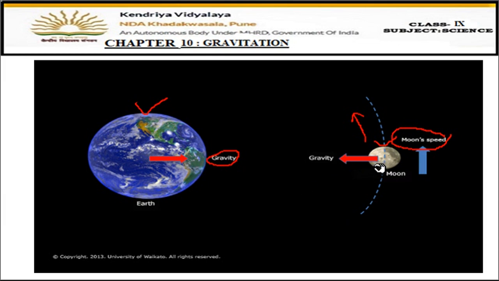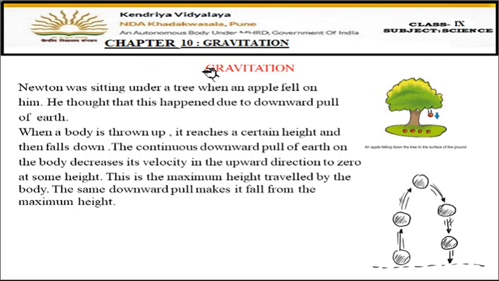Here also you can see that the Moon is also applying some sort of force on the Earth. Means both the bodies are applying some attraction force towards each other, and that force is called the gravitational force. Now, another example, now we have to start with gravitation exactly.